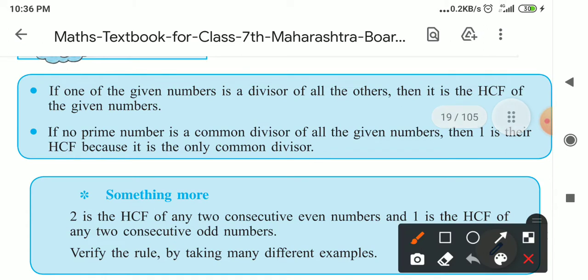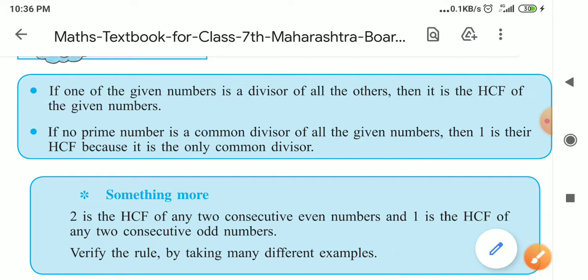That is the second point. That means if one of the numbers is a divisor of the others, then that is the HCF, and if nothing is common, no factor is common, then the HCF of those numbers is 1.